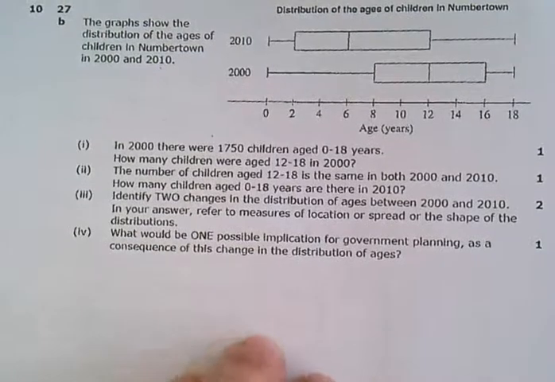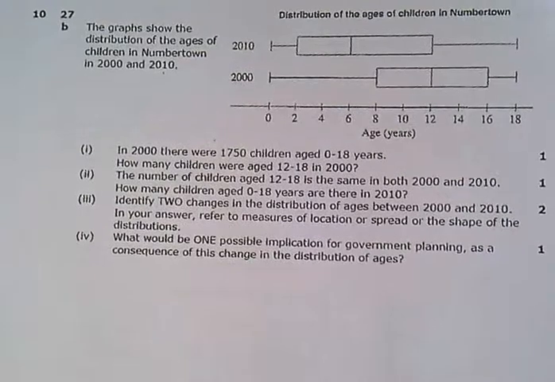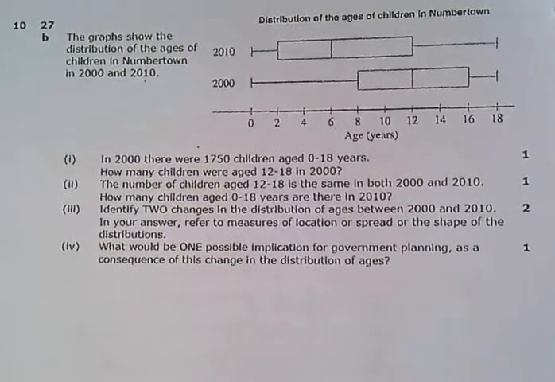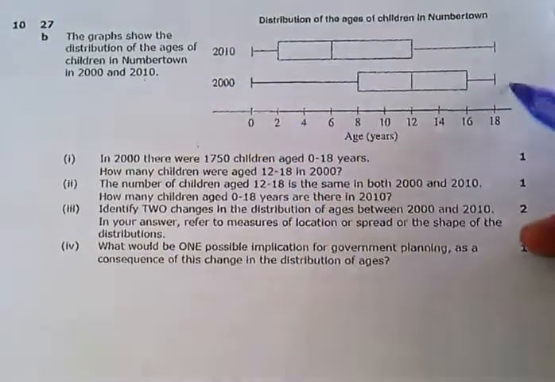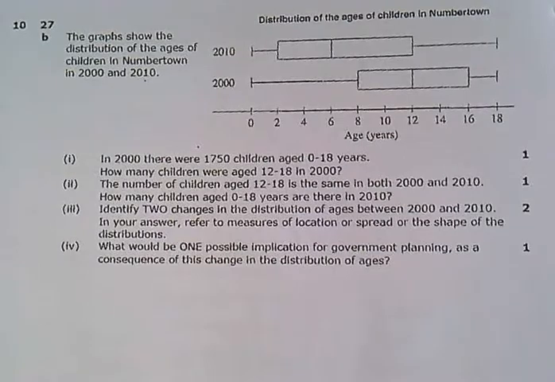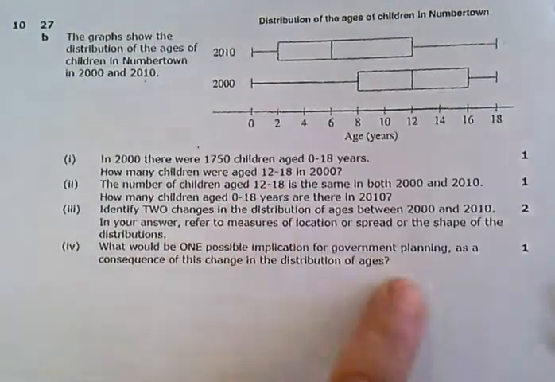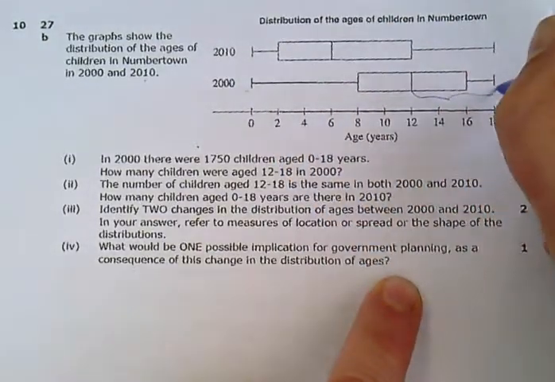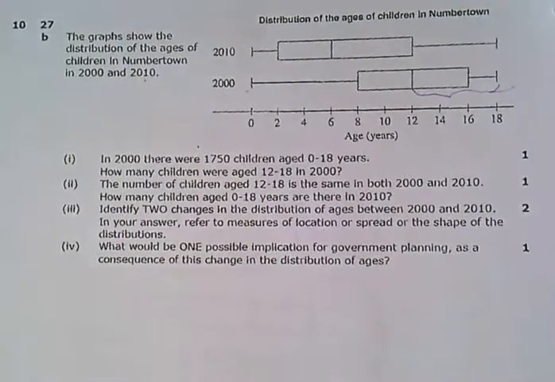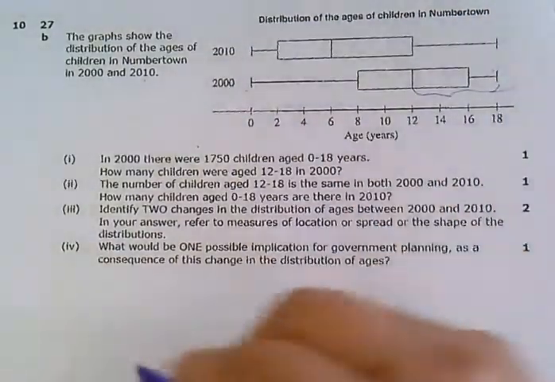Distribution of ages of children in Numbertown in 2000 and 2010. Numerically, it says in 2000 there were 1,750 children aged 0 to 18. How many children were aged 12 to 18? Now look at 2000. 12 to 18 is what percentage of the scores? What I'd be writing is 25%, 25%, 25%, 25%.